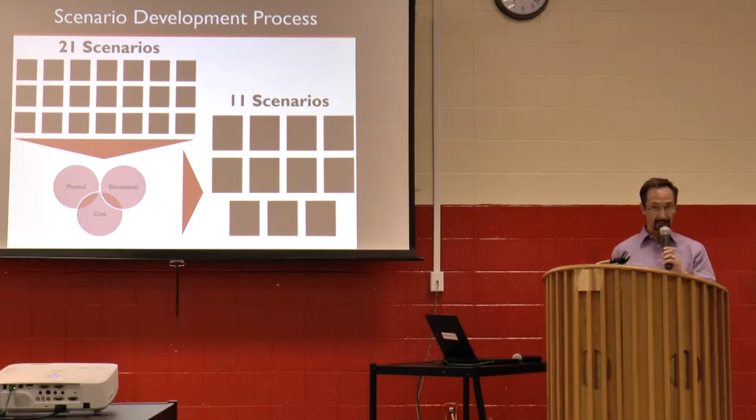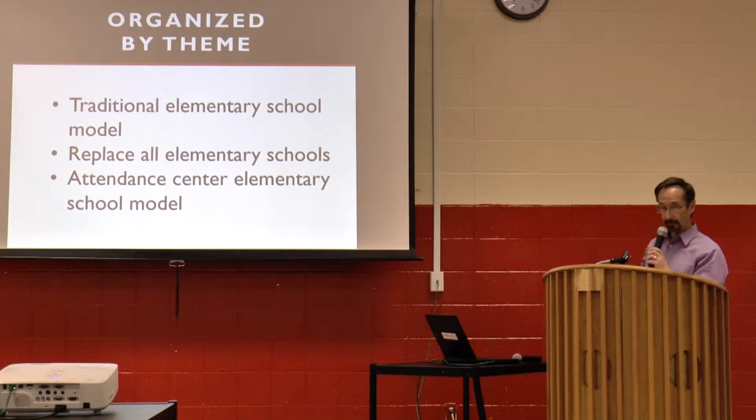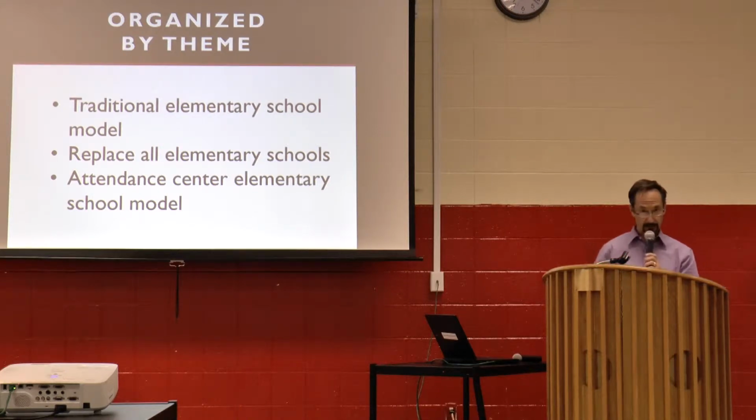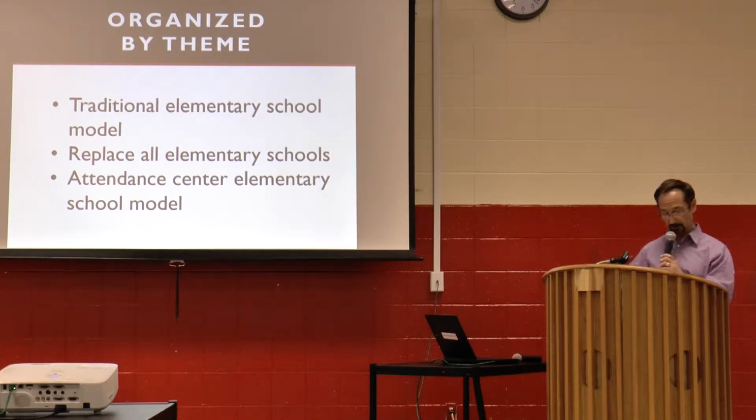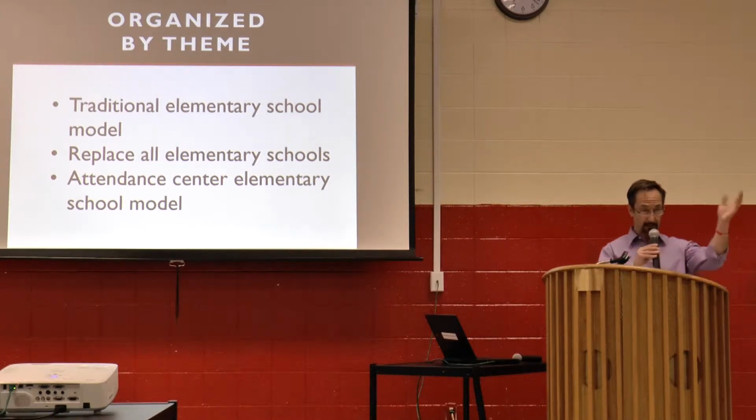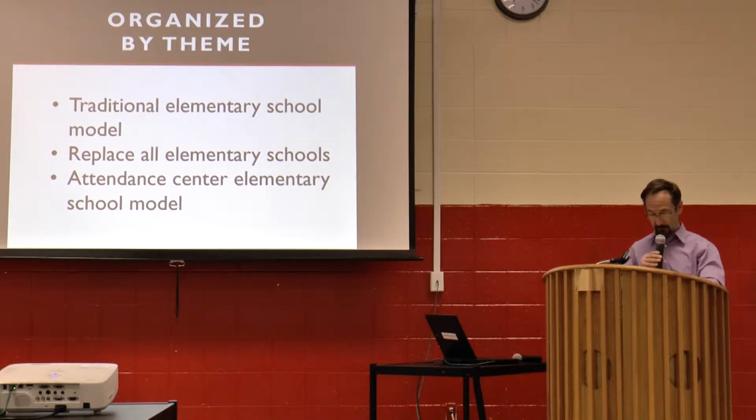When you take a look at 11 scenarios, they're really sort of variations on a theme. There are three different themes, and so you're going to see that the first three scenarios are variations on what we call a traditional elementary school model. The second three themes are variations on we're replacing all of the elementary schools and much of the secondary schools. And the third theme is an attendance center theme.